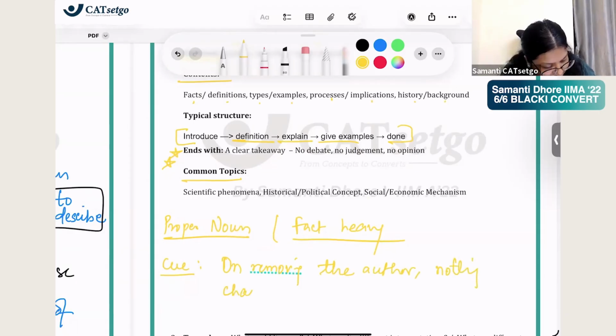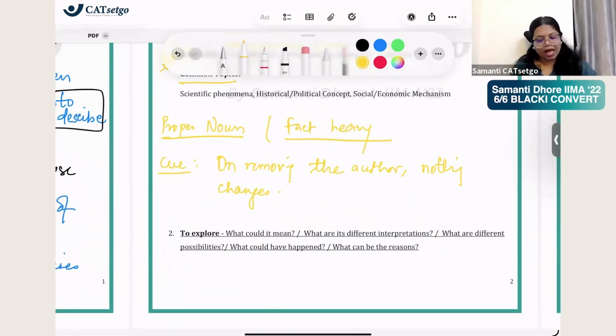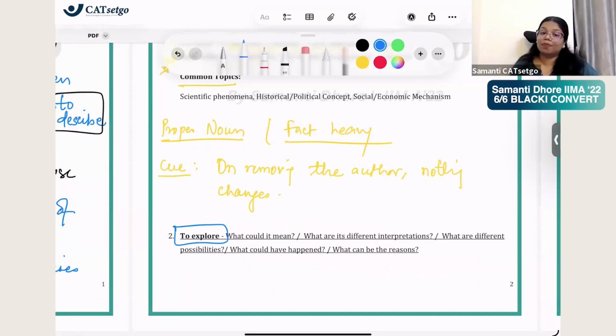Nothing changes. At most, the choice of words and framing of sentences will change, but the explanation won't change. That would be to inform or to explain. Okay. The next purpose we have is to explore. A passage is written to explore. Explore what? Explore an idea.